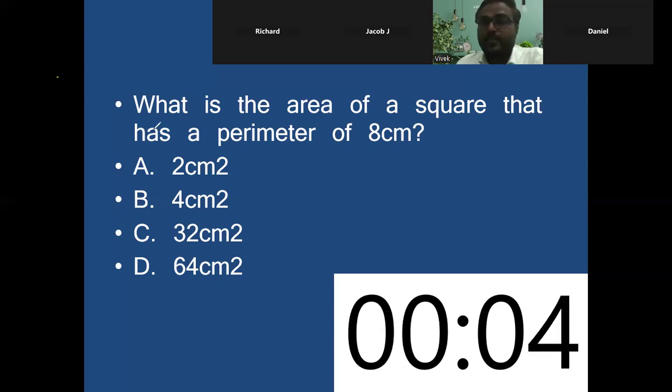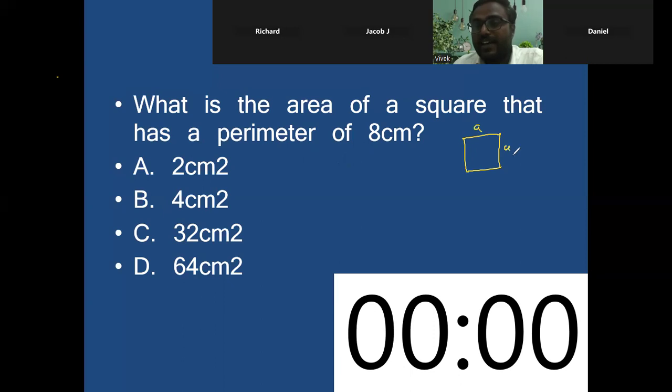Here, Frederick, what is the area of the square that has a perimeter of 8 centimeters? Now, let's say this is our square having the side a. The perimeter is 4 times a, which is equal to 8. Now this 4 is in multiplication with a, so I'll divide both sides by 4. The 4s cancel out each other. What do we have? a equals 8 divided by 4, which is 2.